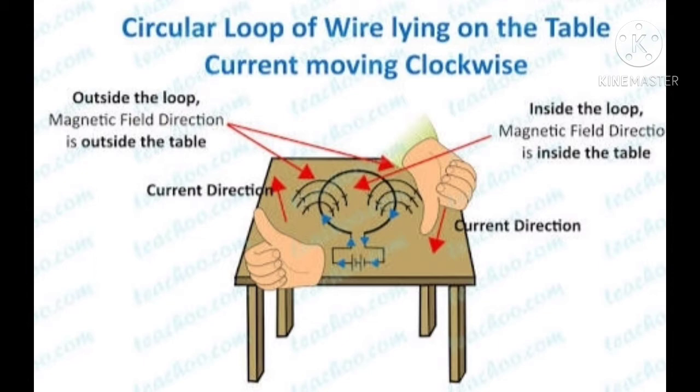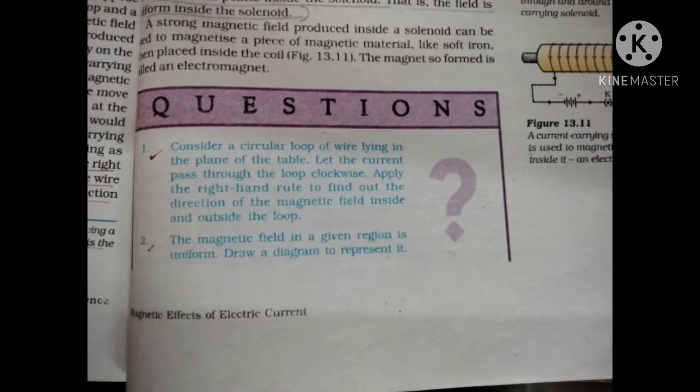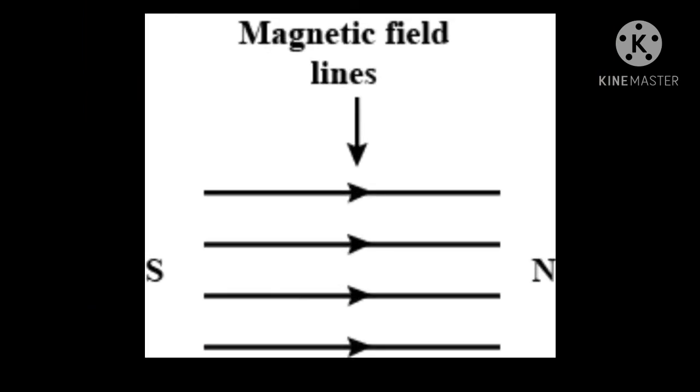Okay children, let us see now the next question. The magnetic field in a given region is uniform. Draw a diagram to represent it. Diagrammatically, we represent it with the help of these parallel lines, and if the lines are not parallel, then it will be non-uniform.